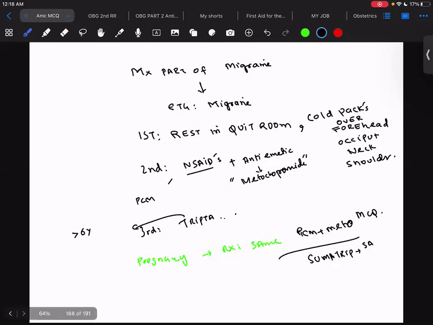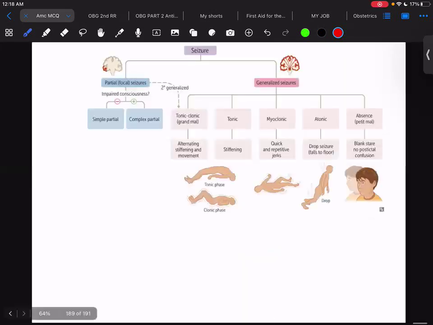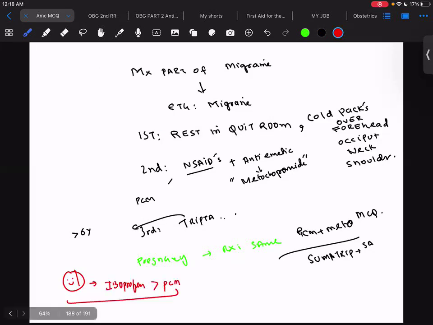And talking about a child, for example, a child having unilateral, pounding headache, or you are pretty sure that the patient is having migraine according to the history, ibuprofen is what should be used over PCM, okay, over PCM. And this is all for your migraine part. Migraine part done and dusted.